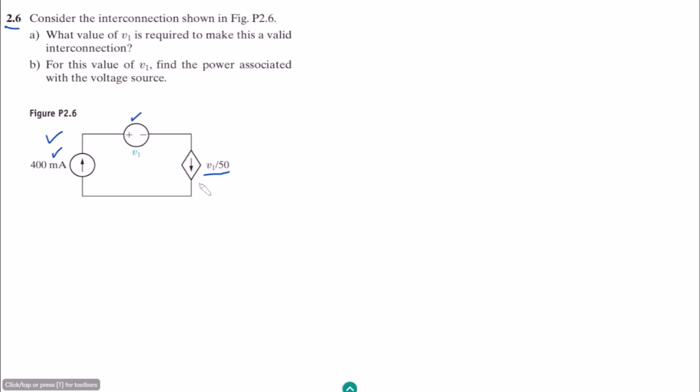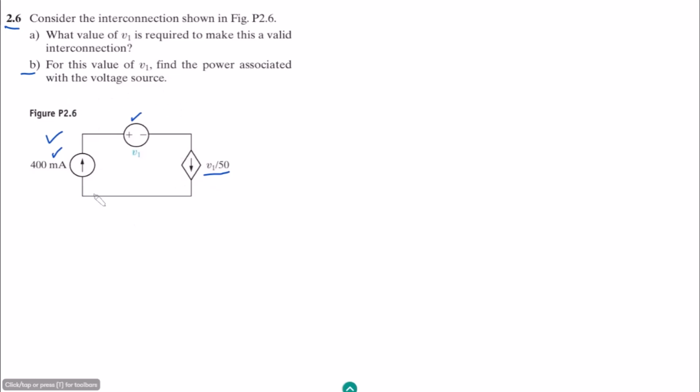What are the dependent current sources? These can be transistors or many other devices which depend upon some other sources. We will go through it in our upcoming videos. So let us move to our question now. In this circuit, what value of V1 is required to make this a valid interconnection? And B is, for this value of V1, find the power associated with the voltage source.